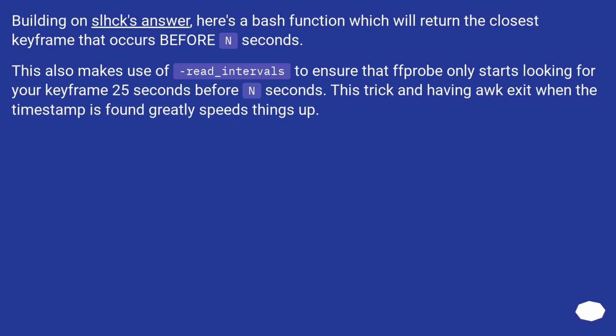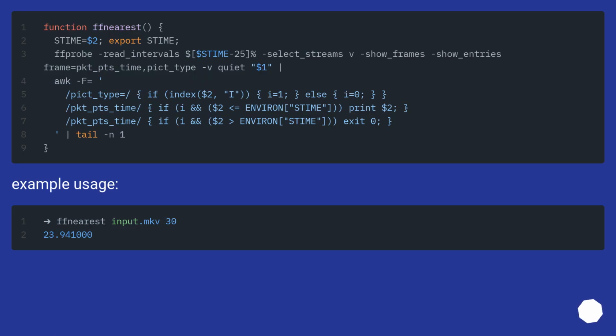Building on the previous answer, here's a bash function which will return the closest keyframe that occurs before n seconds. This also makes use of read_intervals to ensure that ffprobe only starts looking for your keyframe 25 seconds before n seconds. This trick and having awk exit when the timestamp is found greatly speeds things up. Example usage.